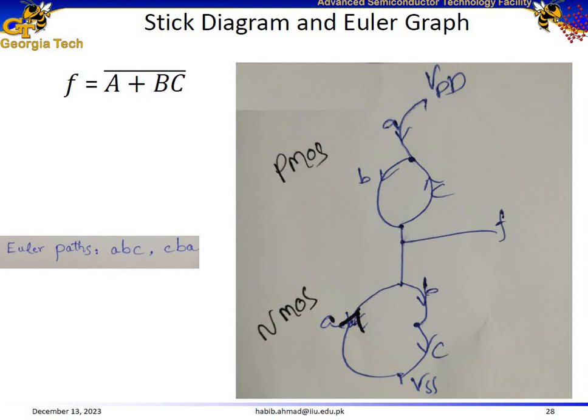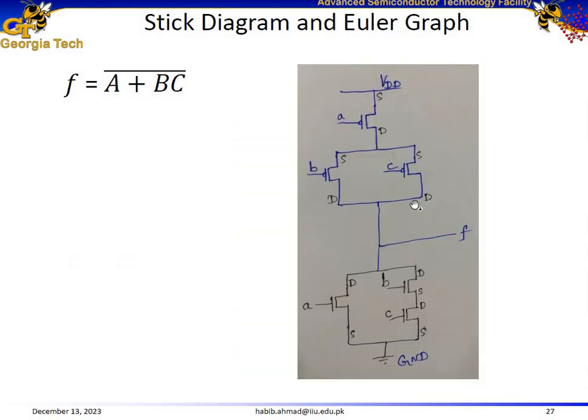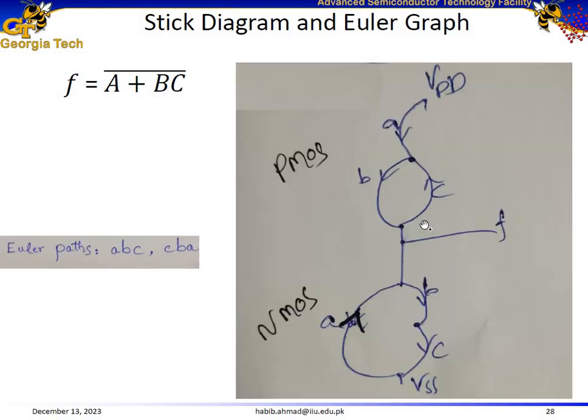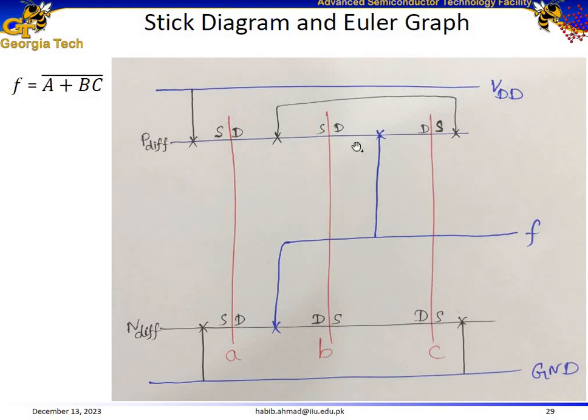Now we need to make connections for the pull-up network as well. The drains of B and C are connected together and into the output. So label this side of B as the drain and this side of C as the drain, because they are connected together, so they should be on the same side of the polysilicon gates, and make a connection from these drains to the output.